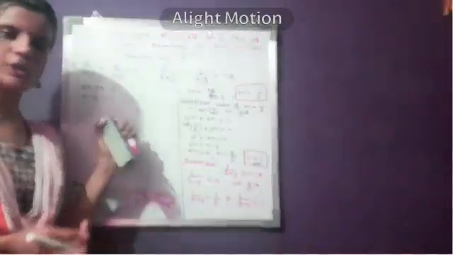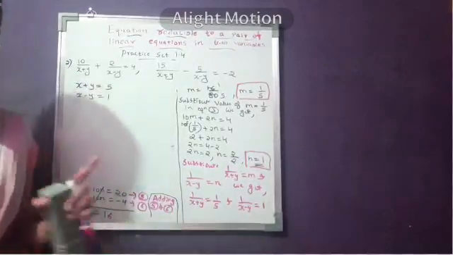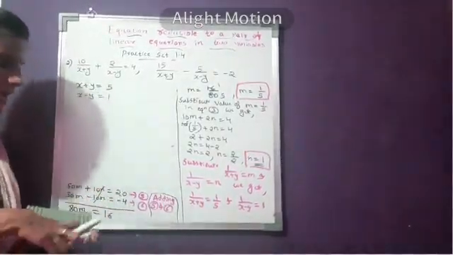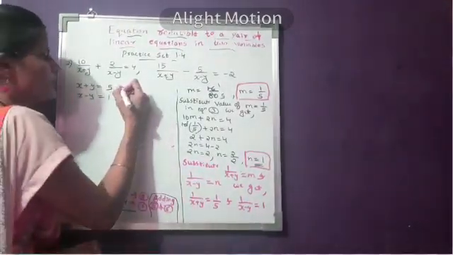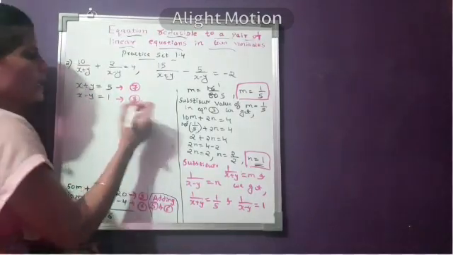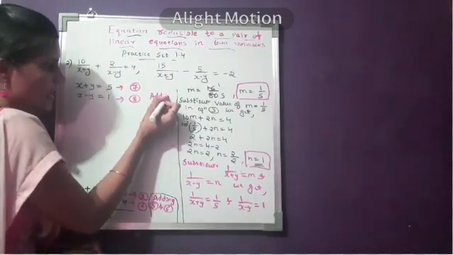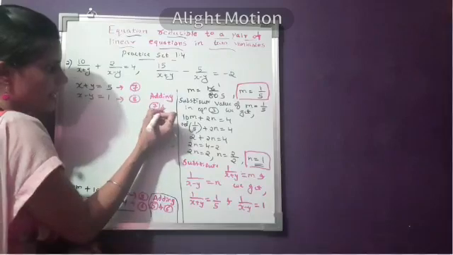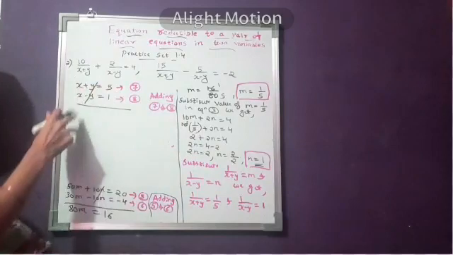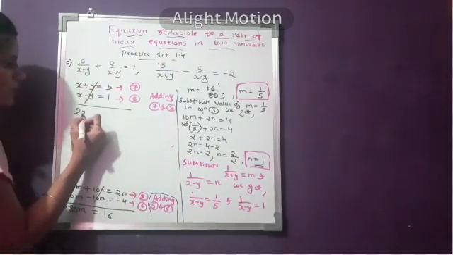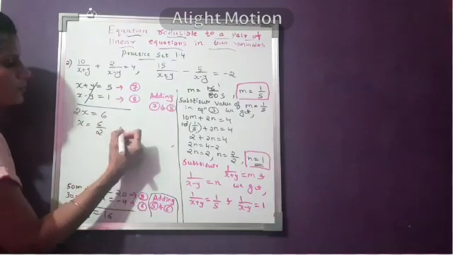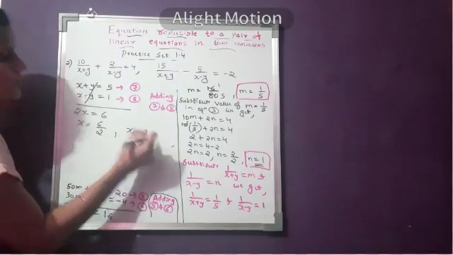See, what is the difference between the last sum and this one? Last sum you directly got the value of x and y. But here again it is a 2 variable. That means you have to solve again. That is the reason you have to give these equations as equation number 7 and 8. By adding equation number 7 and 8, what will you get? These both will get cancelled. x plus x, 2x, 5 plus 1, 6. So x is equal to 6 by 2. Therefore x is equal to 3.